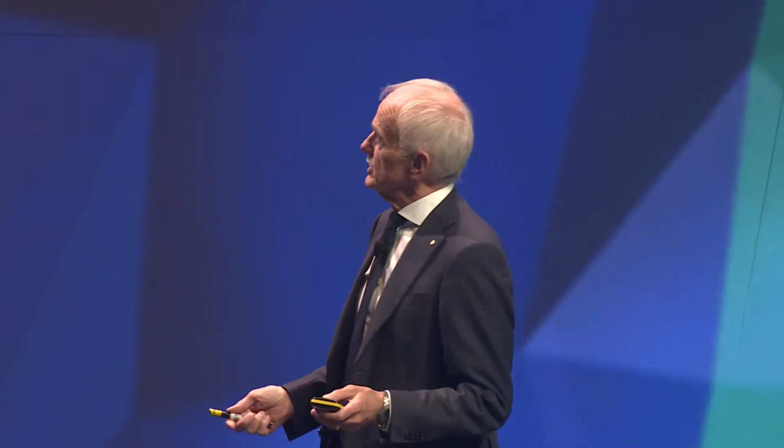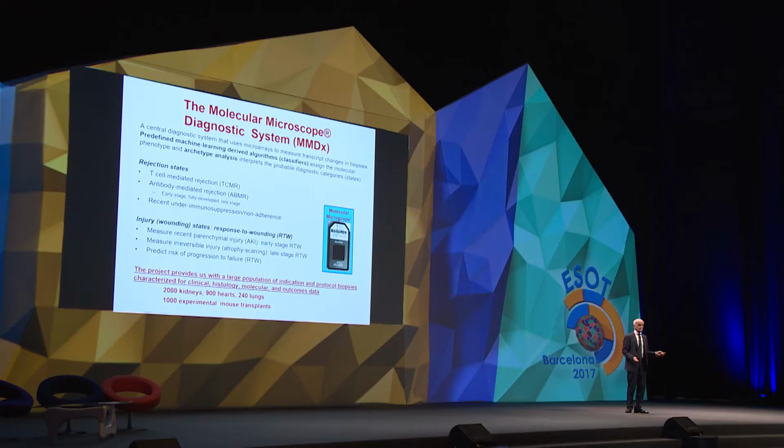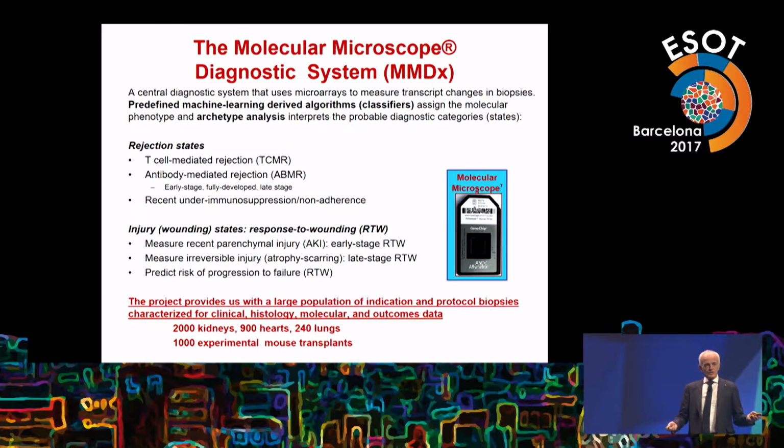And what we're doing with the molecular microscope is basically receiving biopsies, processing them on microarrays, subjecting them to predefined machine learning derived algorithms, and then characterizing their phenotype in two big dimensions, the rejection dimension and the injury dimension. These are diffuse field changes in the biopsy, so we can do that. So the project provides us with a large population of indication and protocol biopsies characterized in the clinical, histologic, molecular, and outcomes dimensions. And that is really what I'm talking about today.